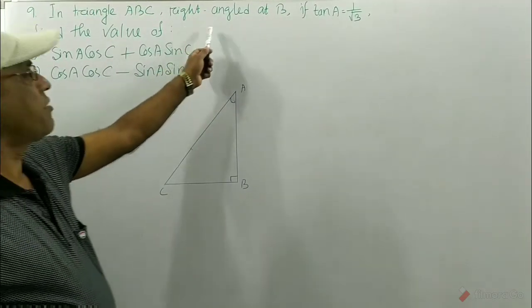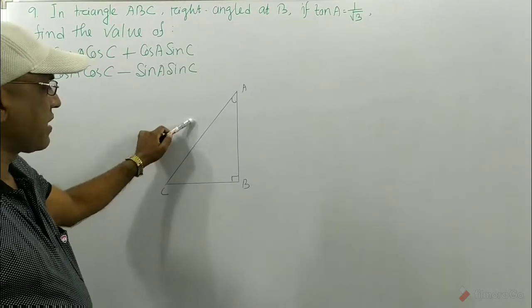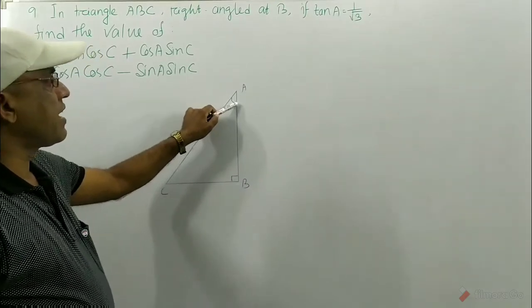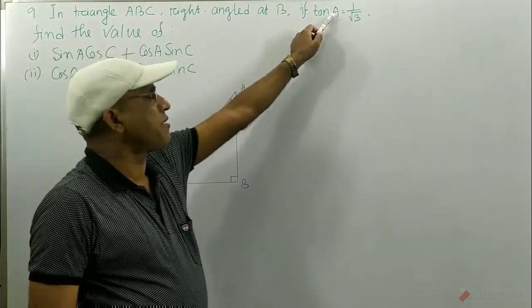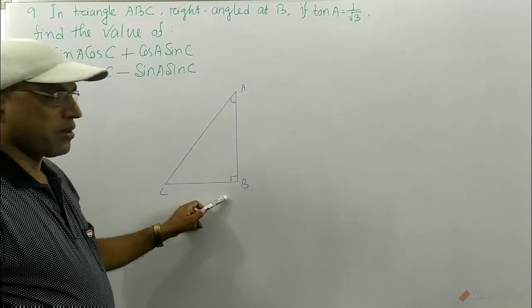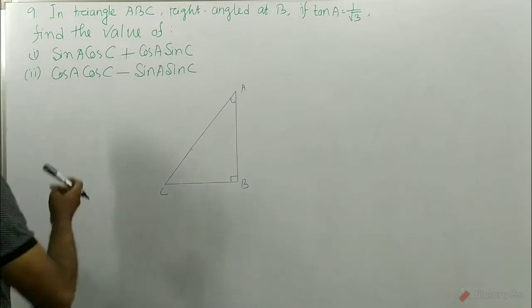The right angle is given at B, so B is 90 degrees. If B is 90 degrees, this is the hypotenuse. Angle A is given, with tan A, so for angle A this is the perpendicular and the remaining side is the base. So this problem is there.